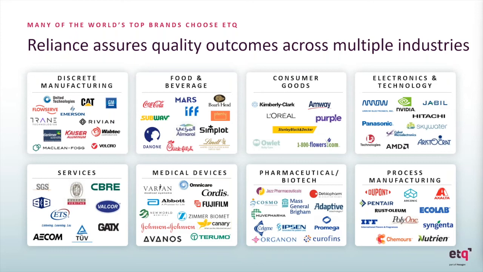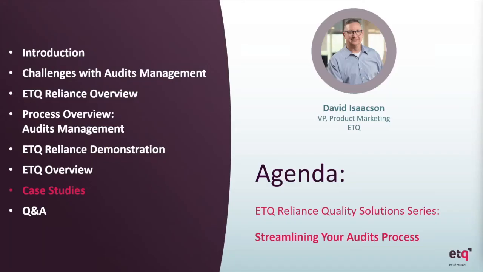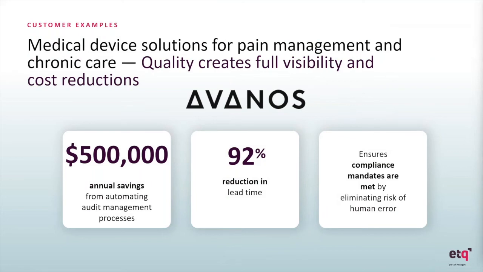And speaking of customers, I want to talk about at least one other customer, a specific customer that has in fact implemented ETQ Reliance and taken advantage of the audit capabilities, and they've seen some real savings. This is Avanos, a medical device provider, and in their audit process, they went from a very manual to a very automated approach in terms of information collecting and processing and running an audit. They see $500,000 of savings from that process alone.